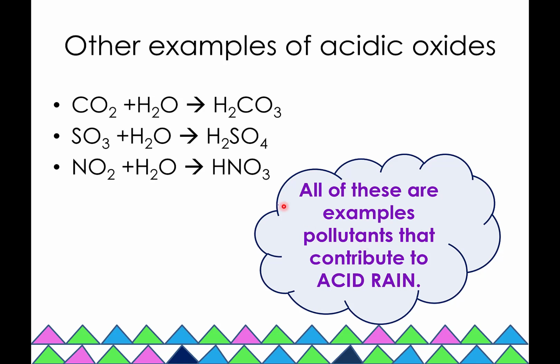This is important because all of these are pollutants. So carbon dioxide is a pollutant from burning all different types of fuel. Sulfur trioxide is a pollutant when we burn coal, and nitrogen or NOx pollution is a pollutant when we burn gasoline. And so when all of these get into the atmosphere and react with water, they form these different acids. So all of these non-metal oxides are examples of pollutants that contribute to acid rain.